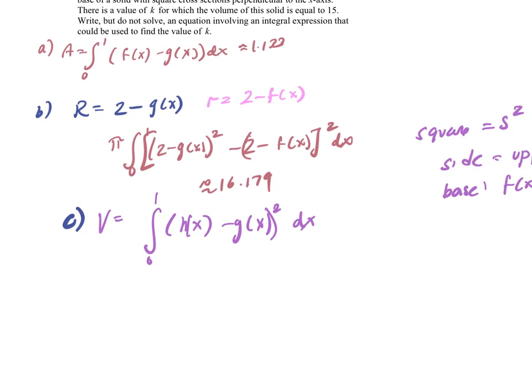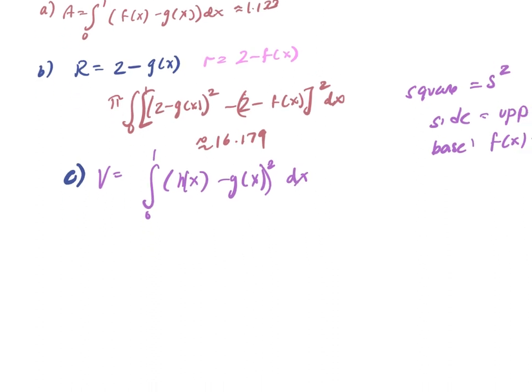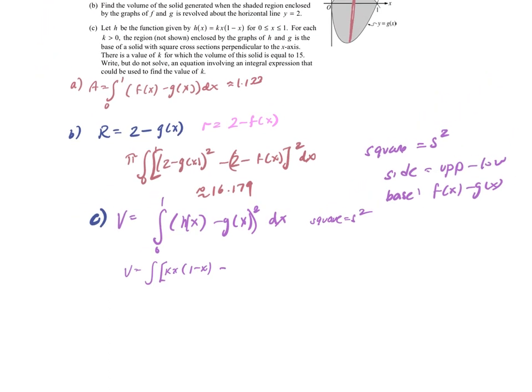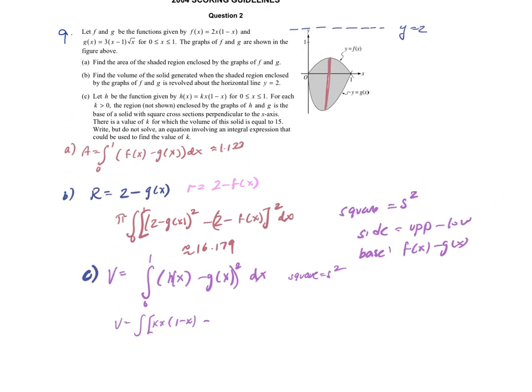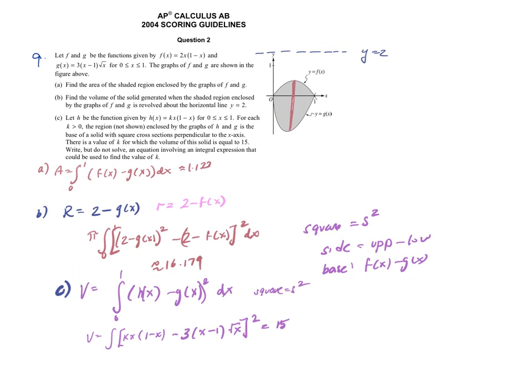So they're telling us that this new region is formed by h of x and g of x, and they go ahead and define h of x. So we're going to integrate, so 0 to 1. And remember, square is side squared. So h of x is kx. That's given, okay? So kx, and then 1 minus x, minus, sorry, 3x minus 1 root x, and then all of this is squared, equal to 15. Okay, sorry about the confusion there in the end. So basically they're redefining another function. So we're not using f of x, and then the region is formed by the graphs of h of x and g of x, okay?